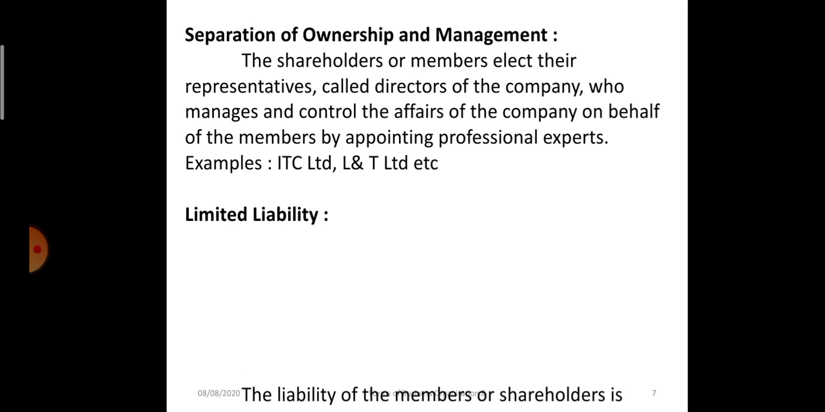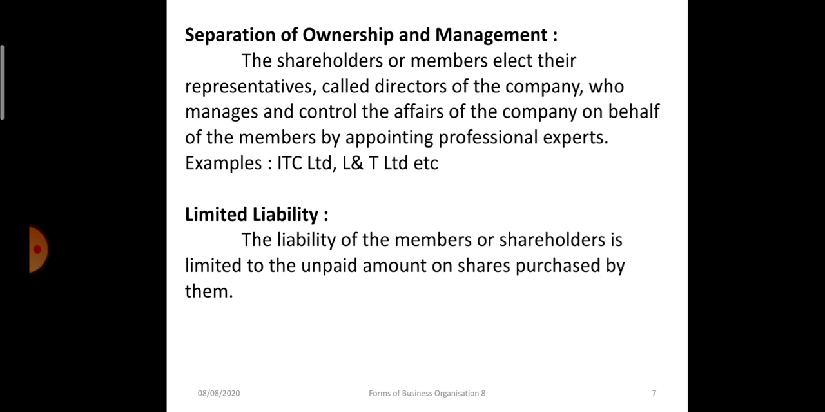So one of the features or merits of a joint stock company is that the members have limited liability to the extent of the unpaid amount of shares. What is their liability? The unpaid amount of shares. If they have paid the full amount, then there is no liability.